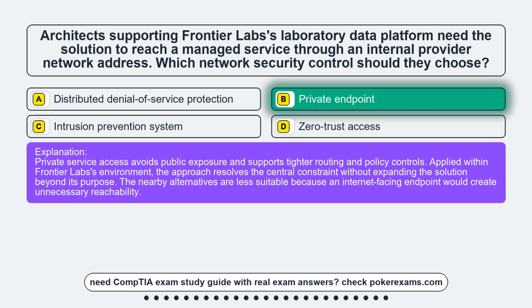Private service access avoids public exposure and supports tighter routing and policy controls. Applied within Frontier Labs' environment, the approach resolves the central constraint without expanding the solution beyond its purpose. The nearby alternatives are less suitable because an internet-facing endpoint would create unnecessary reachability.